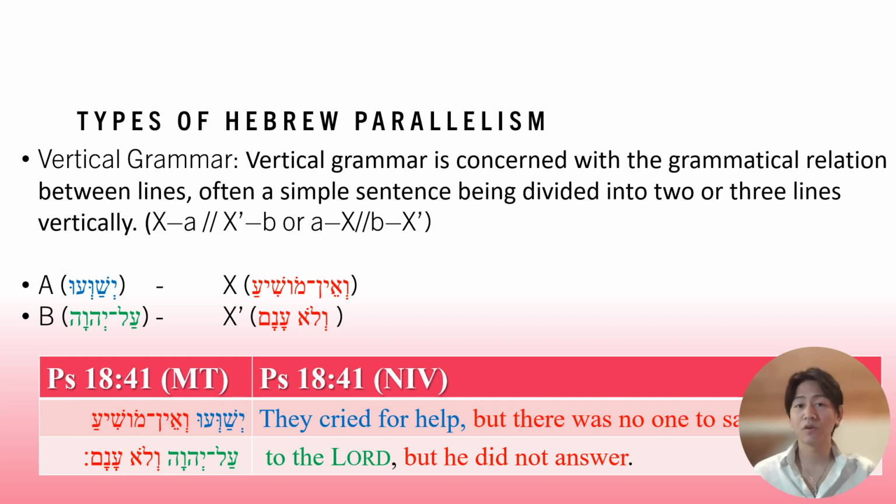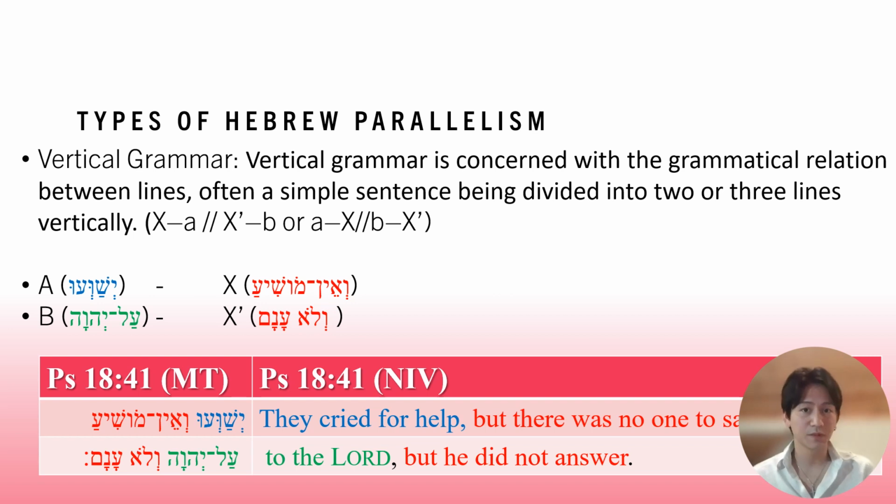The example of vertical grammar can be found in Psalm chapter 18, verse 41. Here we read, "They cried out for help, but there was no one to save. To the Lord, but he did not answer." Once again, just like ellipsis, you can see that the second line does not have a verb. Therefore, it is dependent on and borrowing the verb yeshavu in the first line.